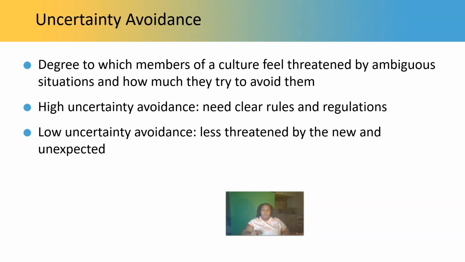So remember, high uncertainty avoidance means you need clear rules, clear boundaries, and regulations for them to feel comfortable. But low uncertainty avoidance is less threatening, and they're able to adapt and use their tools a little bit more easily because they were prompted by their culture to do so.